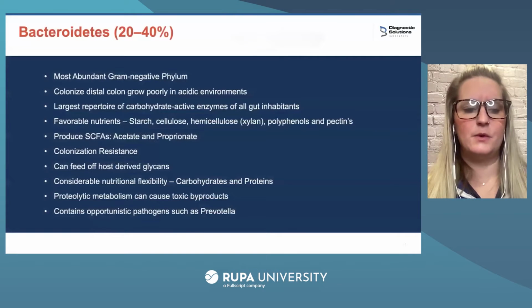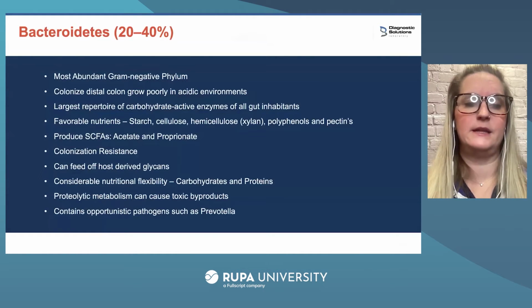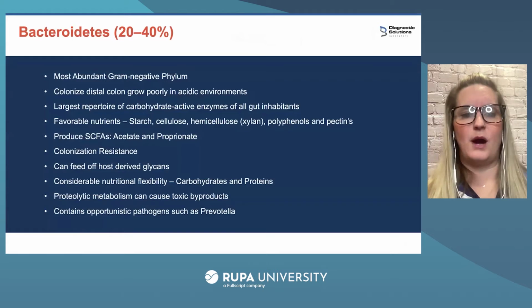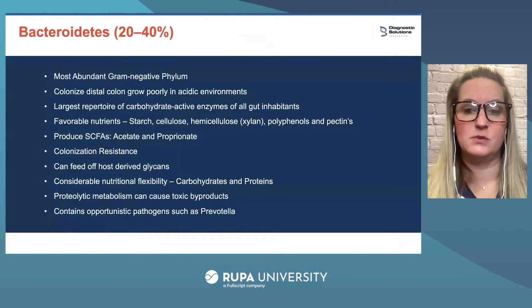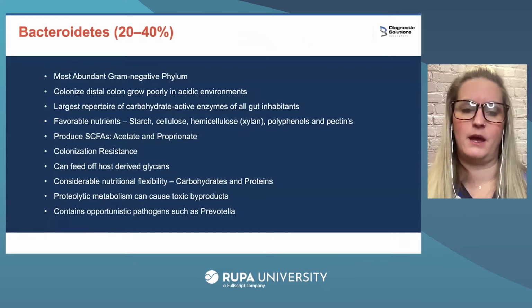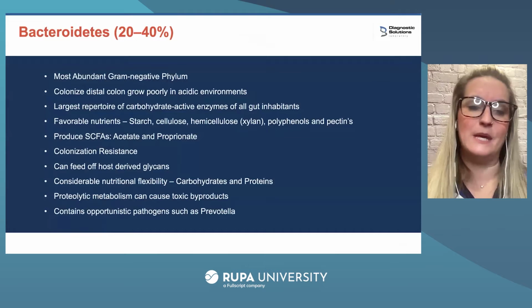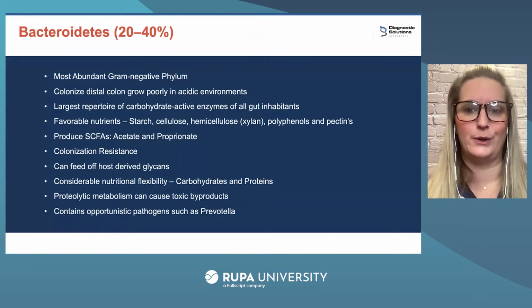So Bacteroides is the most abundant gram-negative in the gut, and it plays a specific role in maintaining digestion and metabolic health, primarily in the distal colon. It thrives in a neutral pH environment and struggles in acidic conditions, which is most of our microbiome and a lot of our microbial species. They do better in a neutral environment. So once that pH is off, things kind of go a little bit south.